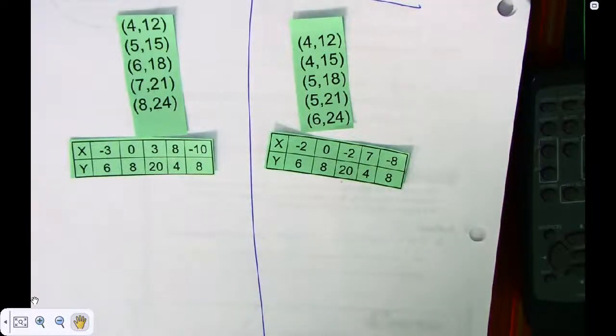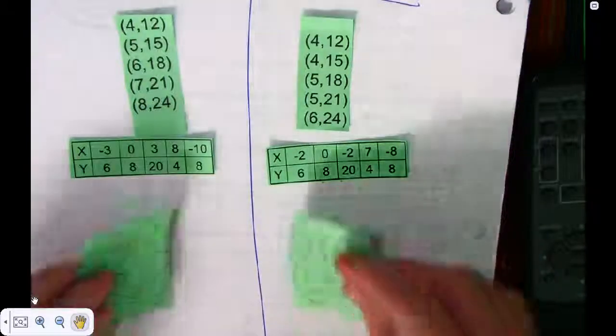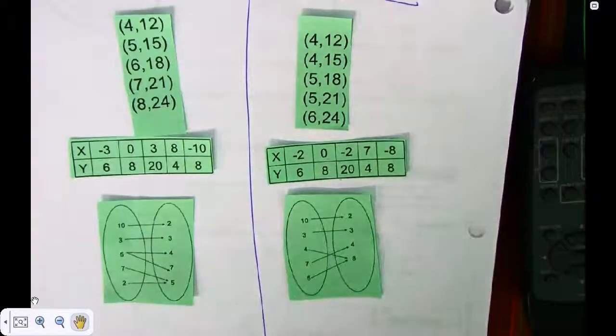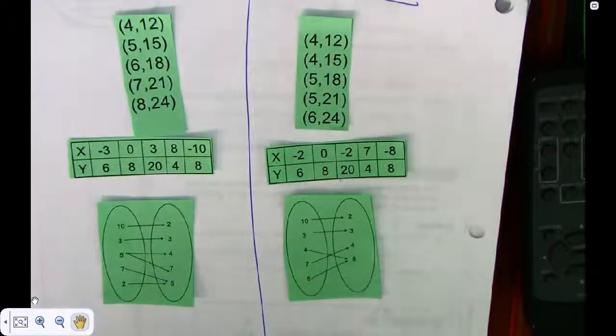Hurry and glue. The ones we've done. Yes or no? No, true.